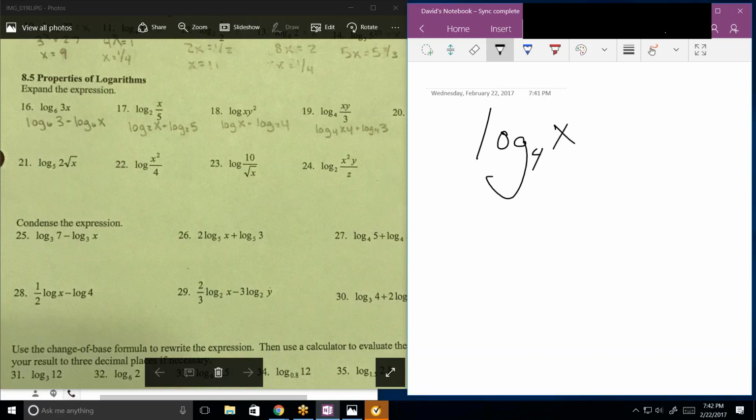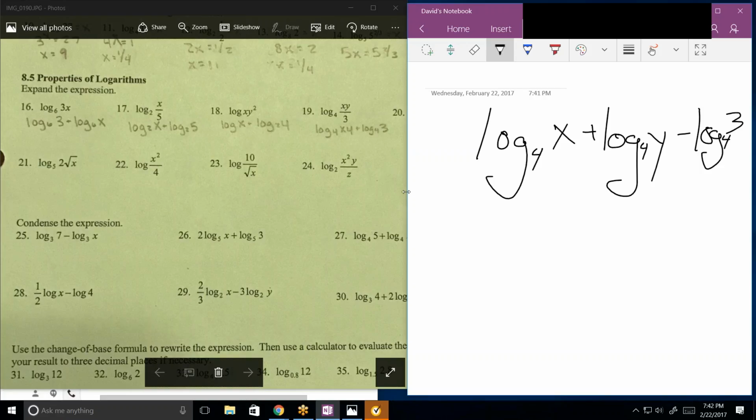Well, that's multiplication. I'm not doing anything different here. The log of xy is the log of x plus the log of y. And then we're dividing the whole thing by 3. So now I got subtraction going on, and I'm going to take the log of 3. They're all the same base. You cannot do any of these rules of logs unless they're the same base.